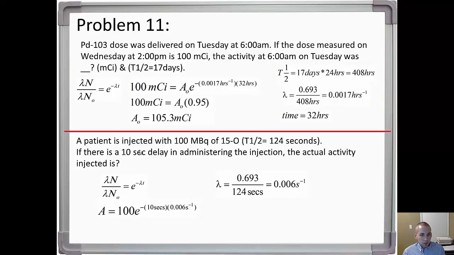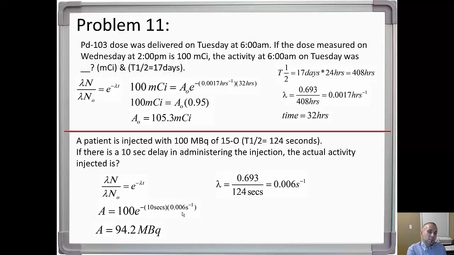So now we can plug in the values within the formula. So activity is equal to 100 megabecquerel e to the negative, and this is our time, which was 10 seconds, and this is the decay constant. So we get our answer, which is 94.2 megabecquerels.